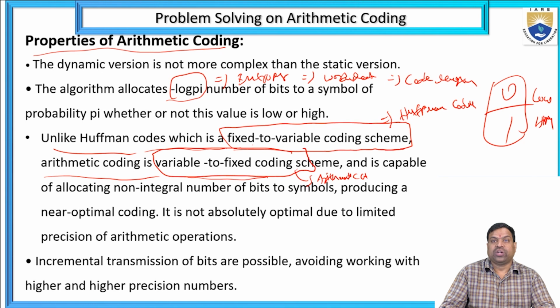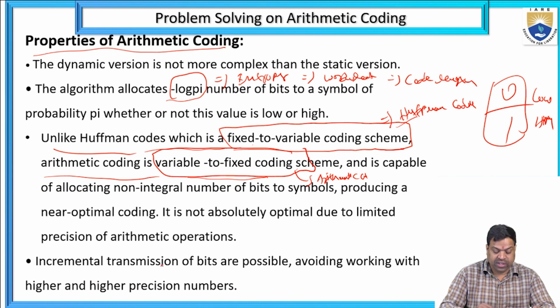One property of arithmetic coding is that the dynamic version is not more complex than the static version. The algorithm allocates minus log P of A bits, which is the entropy value or code length we are finding out. Huffman coding is fixed to variable coding, whereas arithmetic coding is variable to fixed coding.